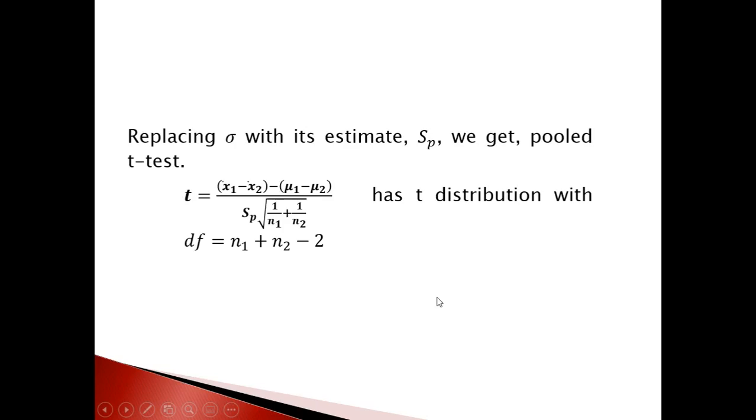Replacing sigma with its estimate which is SP, we can get pooled t-test which is t equal x1 bar minus x2 bar minus mu1 minus mu2 over sp times square root of 1 over n1 plus 1 over n2. We call this pooled t-test has t distribution with degrees of freedom n1 plus n2 minus 2.